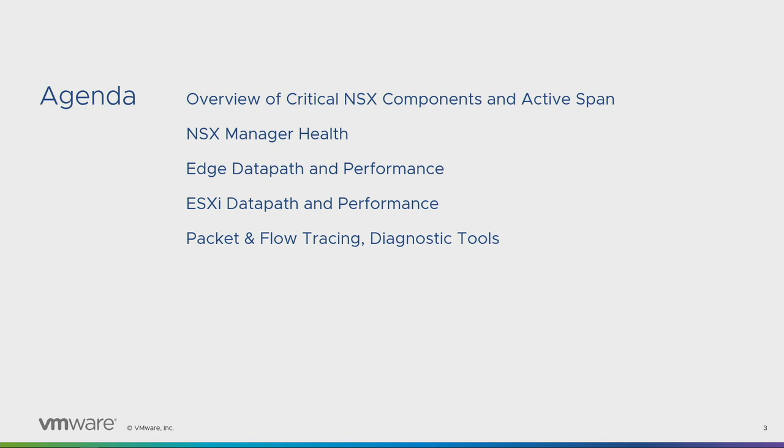So first of all, we'll start with an overview of how NSX's control and management plane works, and then what you have to monitor within that, right? And then we'll talk a little about the edge data path performance, but the majority of this content that you'll be interested in will be in the ESXi data path, okay?